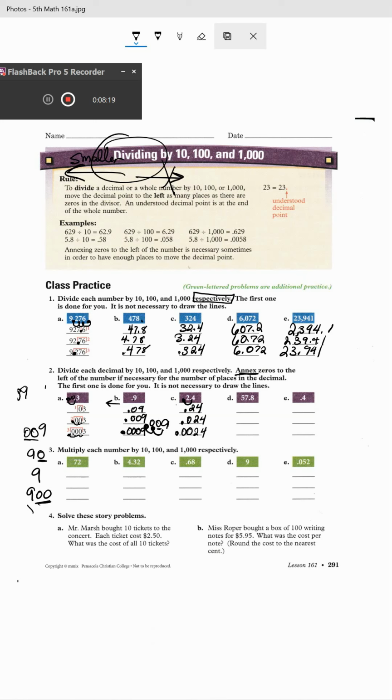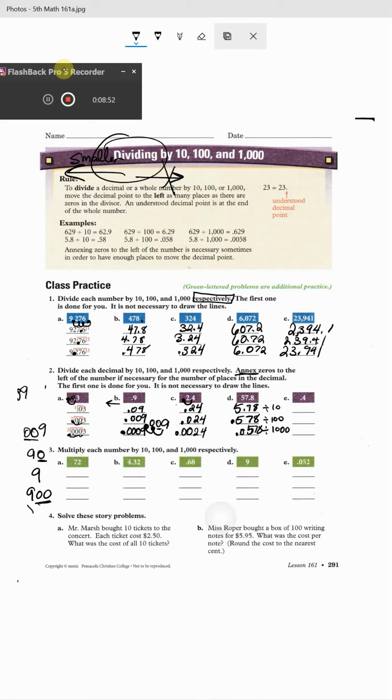57.8. If I move it over 1 place to divide by 10, this is divided by 10, that would become 5.78. If I divide by 100, it becomes 0.578. Now at this point, I'm all the way to the left, so if I divide by 1,000 now, I have to move it 1 more place, and that'll leave me a 0. Whoops.